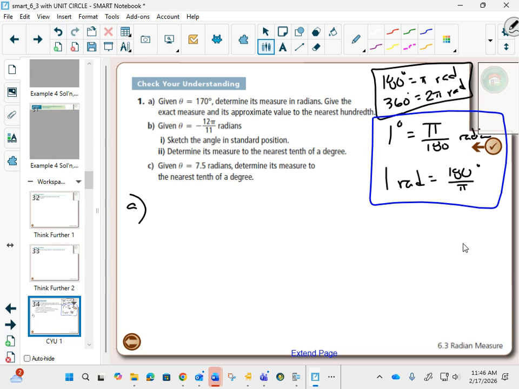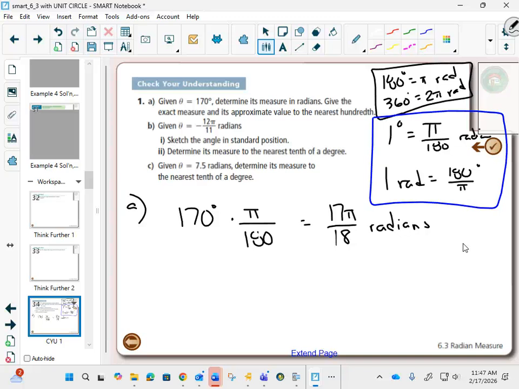So if I have 170 degrees, I'm going to need to multiply by, well, 1 degree is pi over 180. I'm going to need to multiply by pi over 180. And if I do that, I'm going to get 17 pi over 18. If you leave it as 170 pi over 180, you get full marks. You do not have to reduce your fractions. That's kind of nice. Okay.